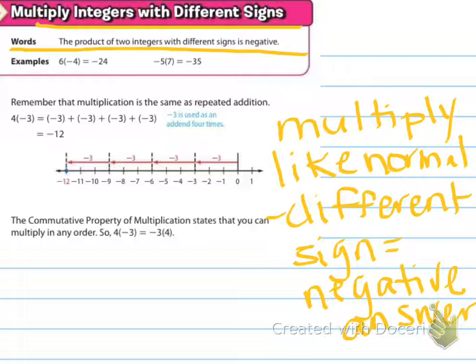Now, the commutative property of multiplication states that you can multiply in any order. So you can do 4 times negative 3 or negative 3 times 4, whichever way. If it helps you to write it with the negative in front so that you don't see it as 4 minus 3, that's fine. But those parentheses do mean multiplication, or you can use the dot or the little x, but you know, we try to get away from the little x now that we're older.